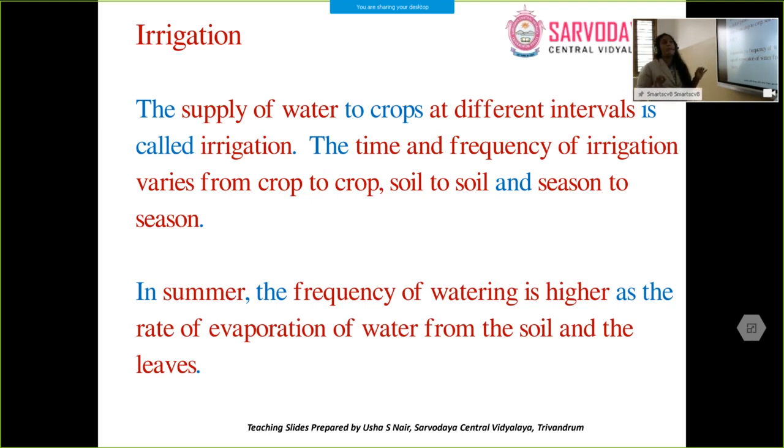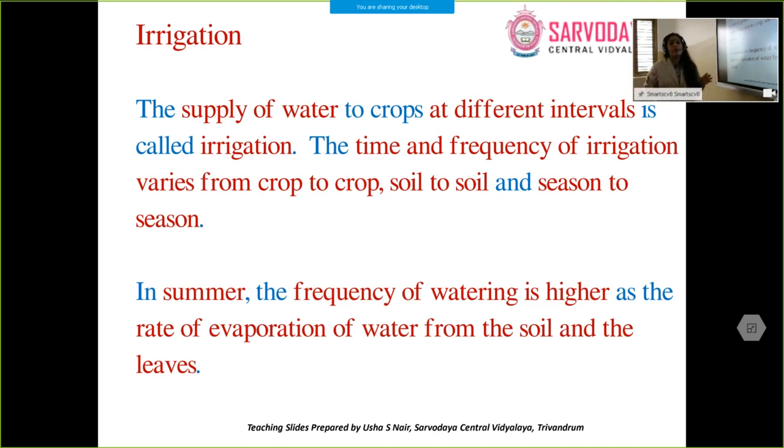What is irrigation? The supply of water to crops at different intervals is called irrigation. They can ask us, define irrigation. What is irrigation? Now, different crops have different times. We have to supply the water for it. You can't just take the pipe and supply water. There is time and frequency. If you give a lot of water, obviously, the crop will get damaged. There's time, there's frequency. It varies from crop to crop and season to season.